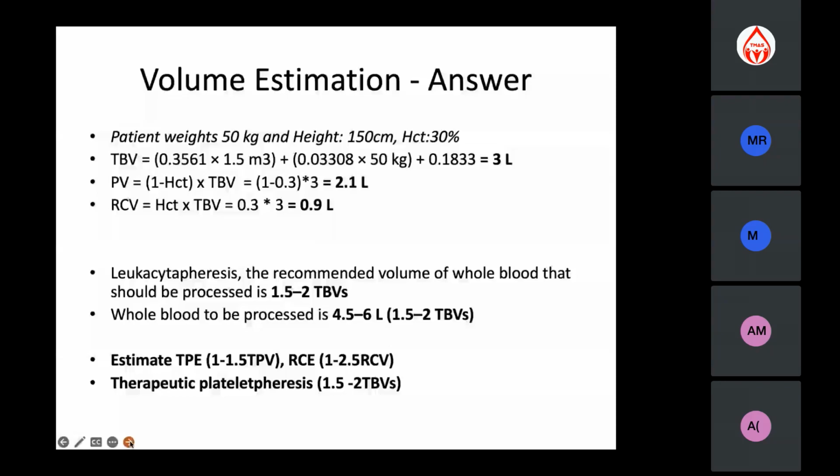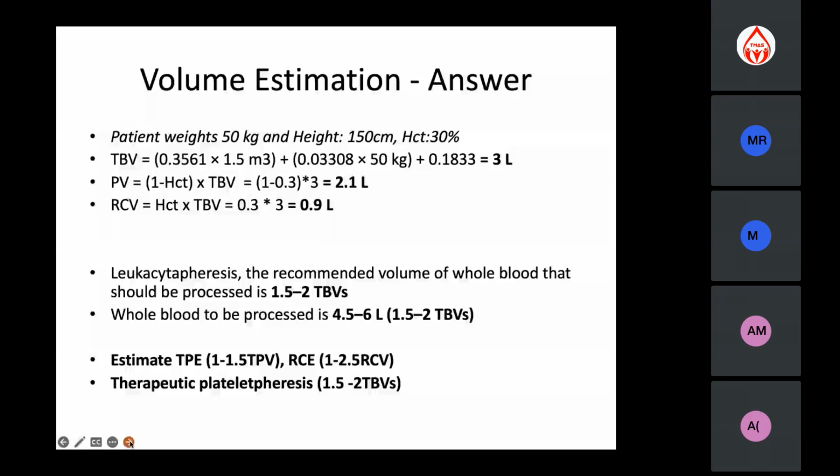In therapeutic plasma exchange, our target is usually 1 to 1.5 total plasma volumes. Similarly, for red cell exchange, it is 1 to 2.5 times the red cell volume. If someone wants to do a therapeutic platelet pheresis, which is usually done for essential thrombocytosis, it is 1.5 to 2 TBVs. So these are the target endpoints for various therapeutic procedures.